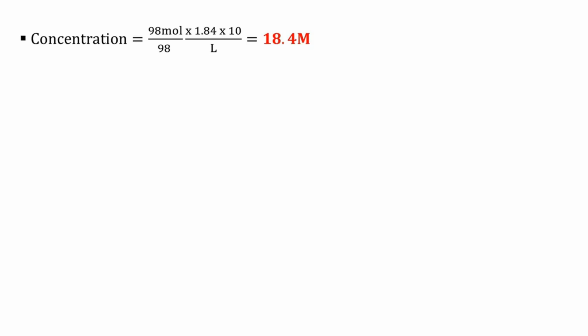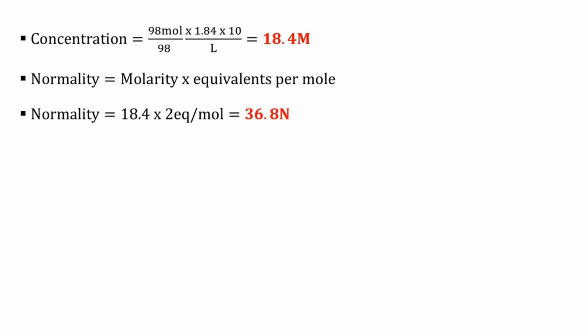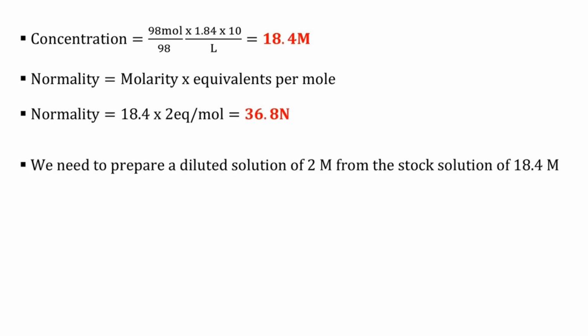Concentration is equal to 98 times 1.84 times 10 dividing with 98. Then we get 18.4 molar. After getting the concentration in molarity, we calculate the normality by taking the molarity times the equivalents per mole. Equivalents per mole for sulfuric acid is 2. Then we get 36.8 normal. From this solution, which is 18.4 molar, we will calculate how many milliliters we need to pick from this stock solution to dilute so that we can get a 2 molar solution.